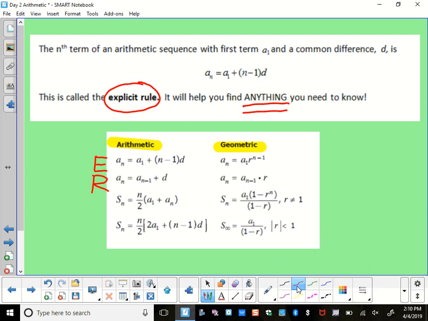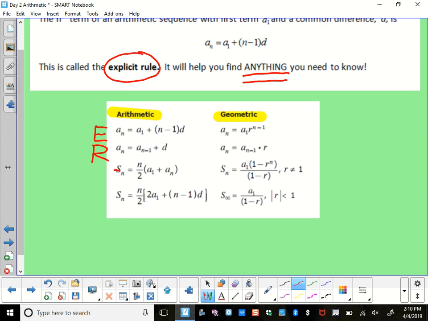Alright, so I want you to just gently put a line through that third one. You don't have to scratch it out. I just prefer to not use it. That S stands for sum, which means to add. So we're not going to use the third one, we're going to use the last one. Okay, so we have ERS.